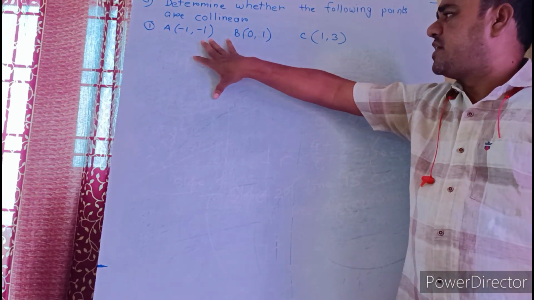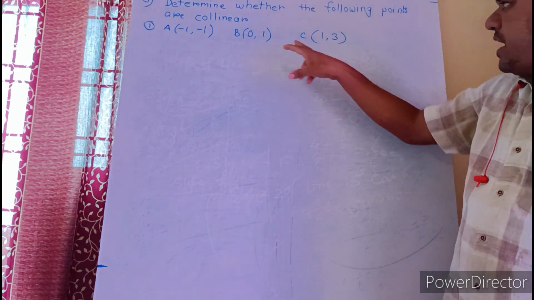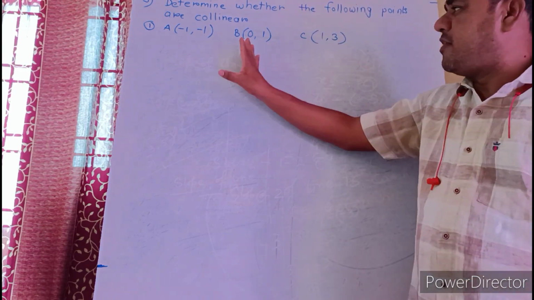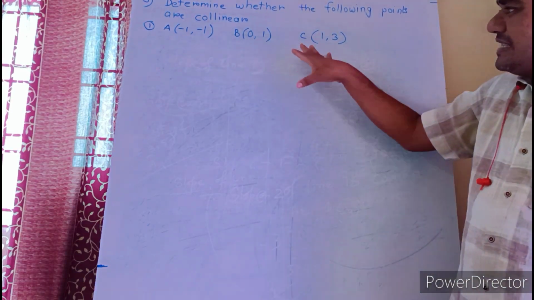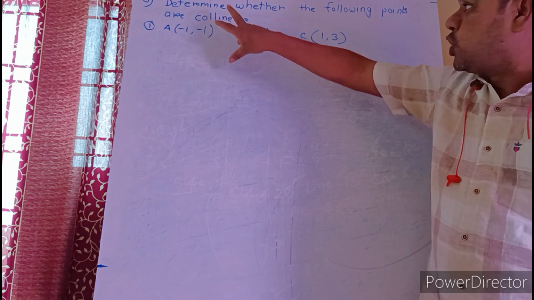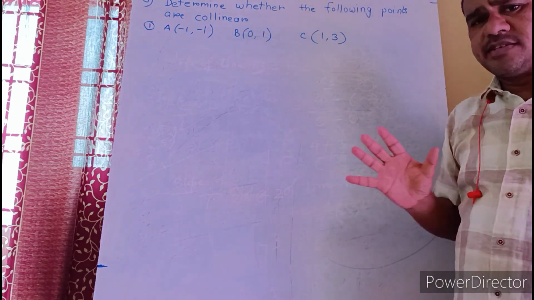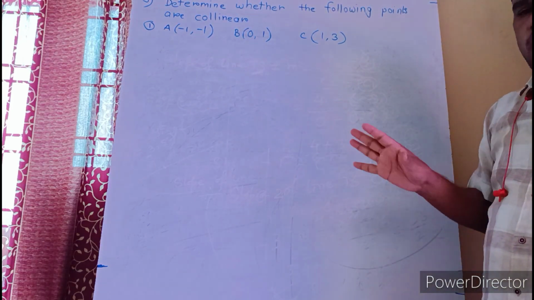Coming to question number 3, that is, determine whether the following points are collinear or not. Here 3 points are given, that is point A, point B and point C. These 3 points we have to check, whether they are collinear, meaning lying on the same line, or non-collinear, meaning not collinear.